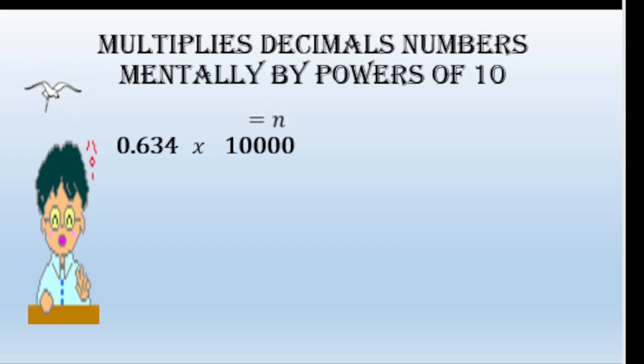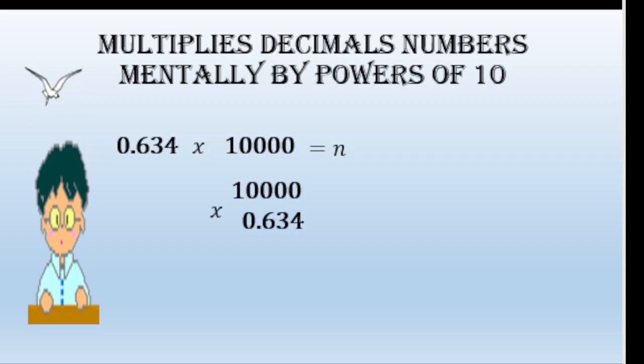Okay, another example. Let's say you have 634 thousandths multiplied by 10,000. So that is 634,000 multiplied by 10,000. Of course, we have to multiply 4 by 0. 4 times 0 is 0. 4 times 0 is 0. 4 times 0 is 0. 4 times 0 is 0. And then you have 4 times 1 is 4.